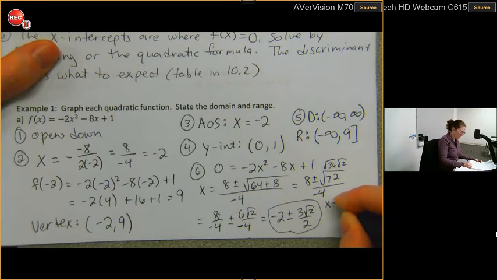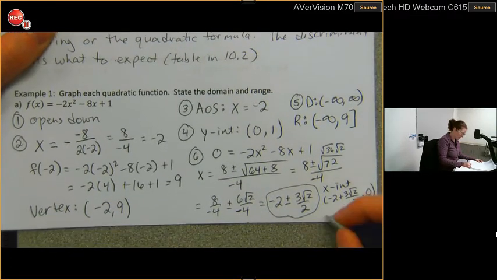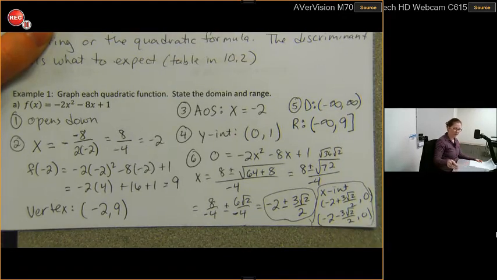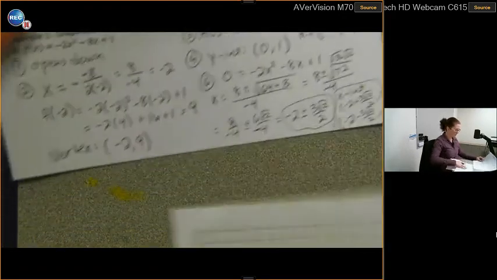If I have to list my x-intercepts as ordered pairs, you would have to split them up. By split them up, I mean split up the plus and the minus sign. So that whole expression is the x. All right, then I need to graph this.